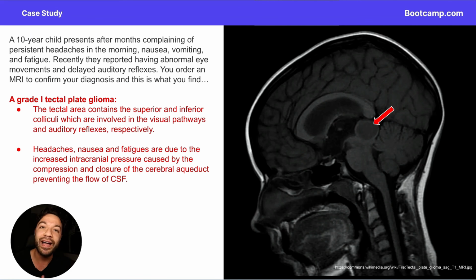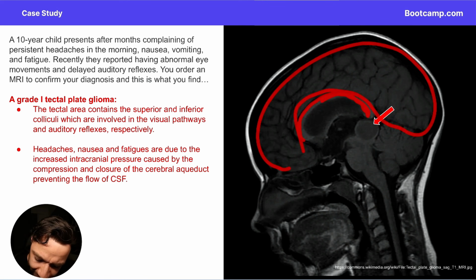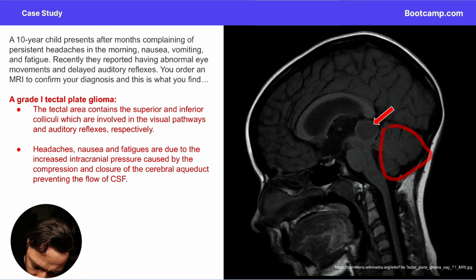So now, coming back to our patient from the beginning who is experiencing headaches in the morning, nausea, vomiting, fatigue, as well as delayed auditory reflexes and abnormal eye movements. If you look at our MRI, let's orient ourselves first. Right here, that's the corpus callosum. All this area, this is the neocortex. Here we have the cerebellum. Right here, this is the brainstem. This prominent bulge right here, always look for this just to orient yourself. That's the pons area. Above the pons, that's where we're going to have the midbrain. Below the pons, that's where we're going to have the medulla.